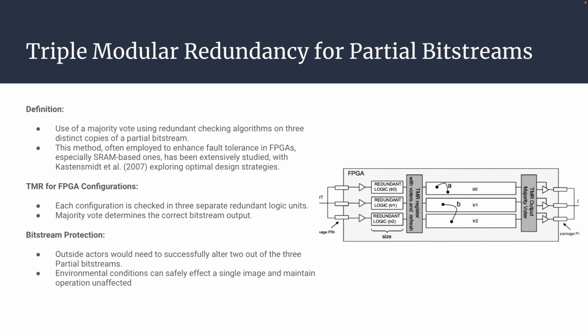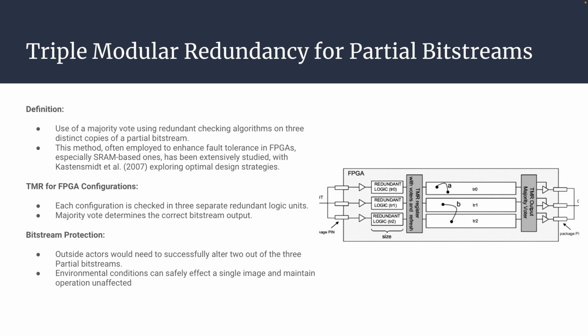Each of these configurations is checked across three separate redundant logic units, and by comparing the outputs, the majority vote is taken to determine the correct bitstream output. This approach offers a twofold advantage. Firstly, malicious actors face a significant hurdle. They will need to alter at least two of the three bitstreams to compromise the system.